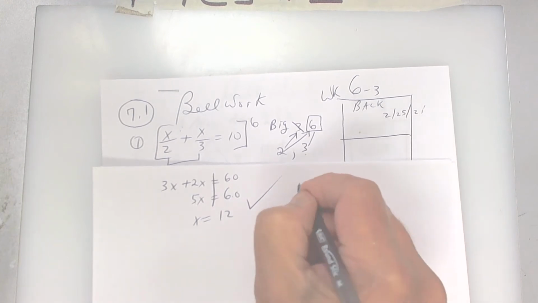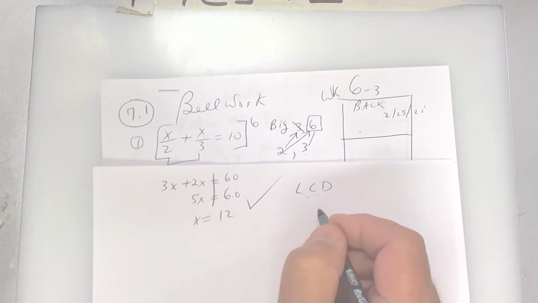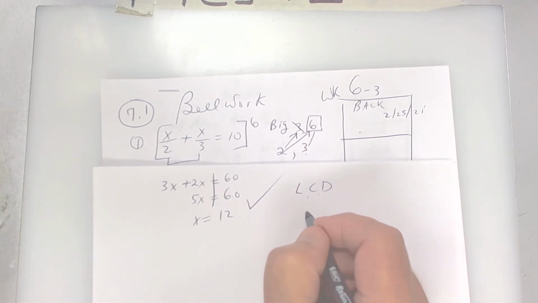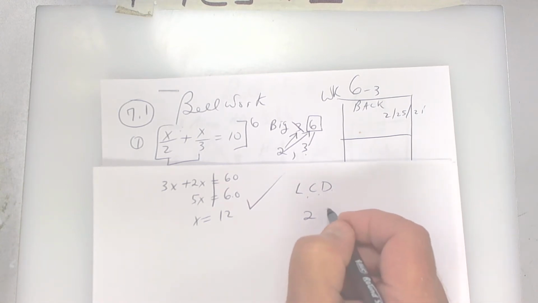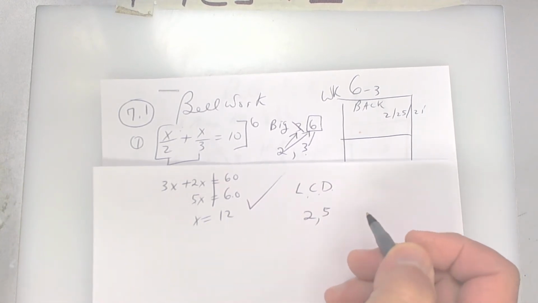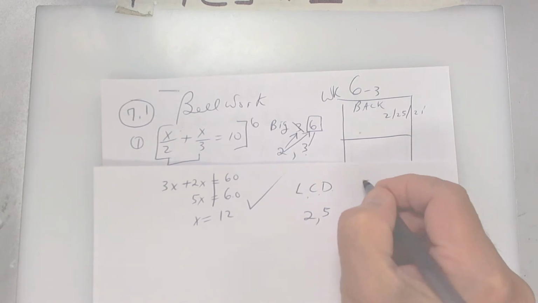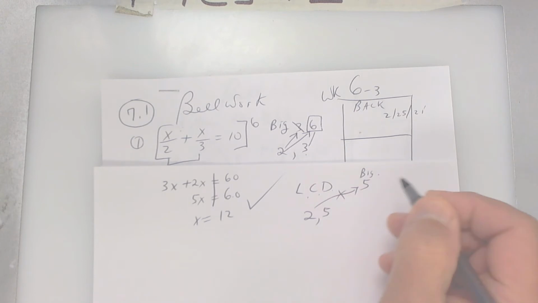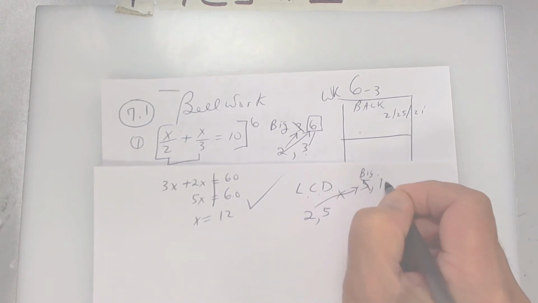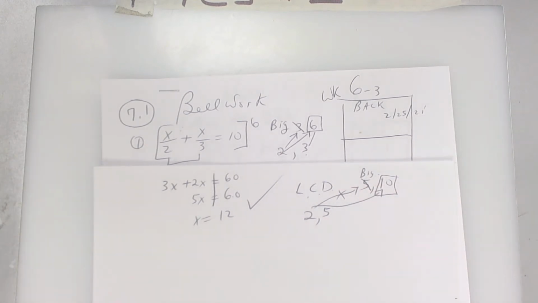Least common denominator. I want you to write this one down. Put down 2 and 5. Okay? Now, take the biggest, which is 5. Does 2 go into 5? No. Double it. 10. Does 2 go into 10? Yes. That's your least common denominator.